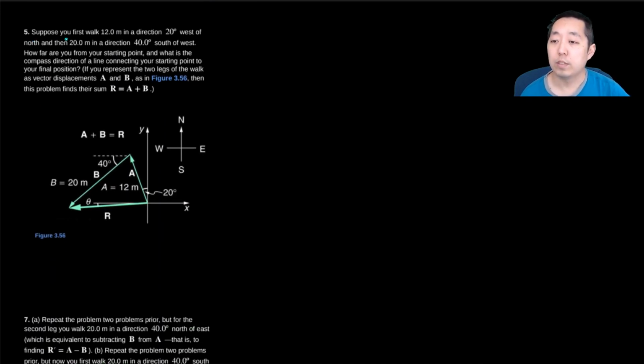Let's look at number 5. Suppose I first walk 12 meters in the direction 20 degrees west of north. So they have a picture here. And then 20 meters in a direction 40 degrees south of west, like that.